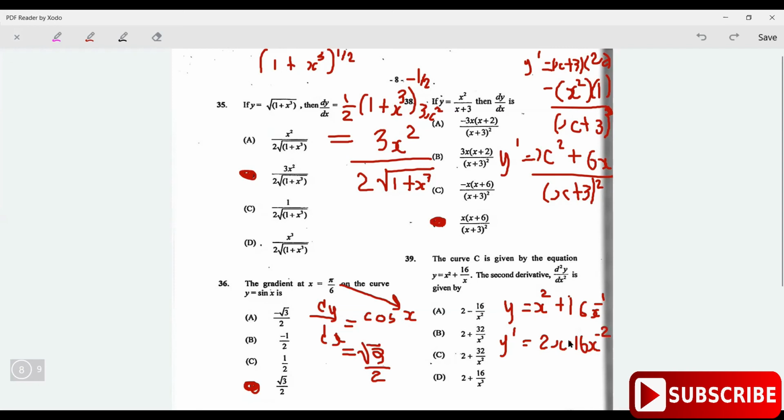After I do that, what do I do next? What I do next is I can go ahead and differentiate it again to get y double prime is equal to, differentiating 2x, I get 2. And I carry down the power to get plus 32 times x to the negative 3. But x to the negative 3 is 32 over x cubed. That's option B. Nice and easy, soft.